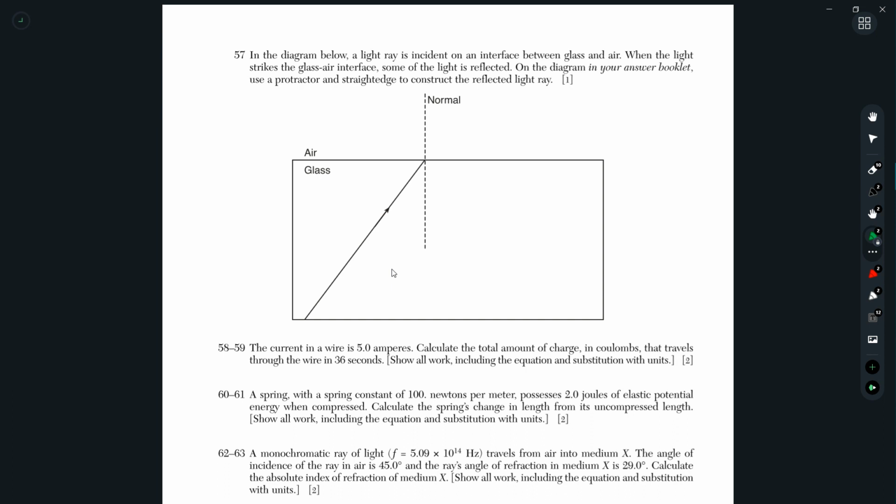On the diagram in the answer booklet, find the reflected light ray. Okay, so this is the surface. So you'd have to do this, and you have to make sure that these angles are the same. And that's the big deal.